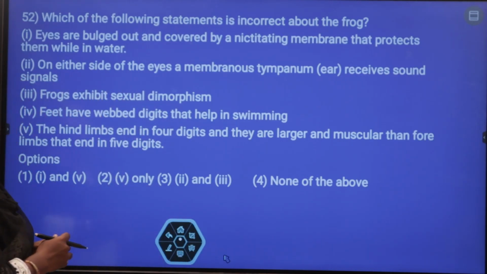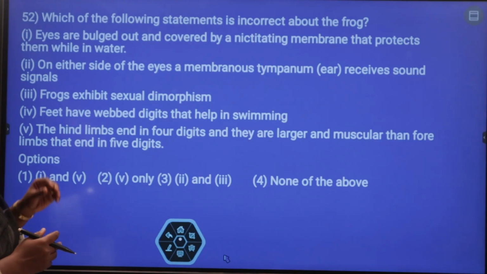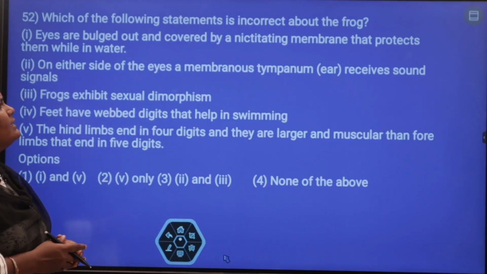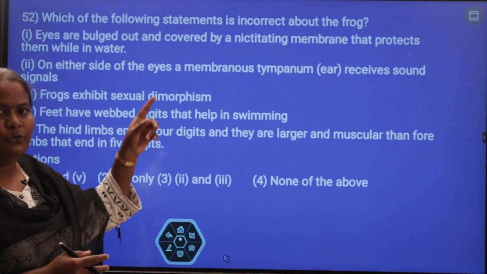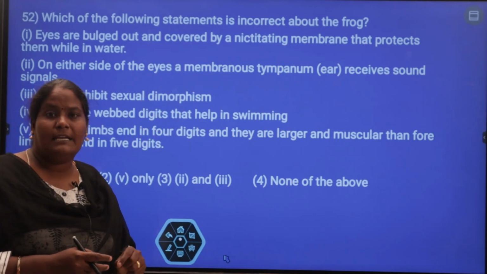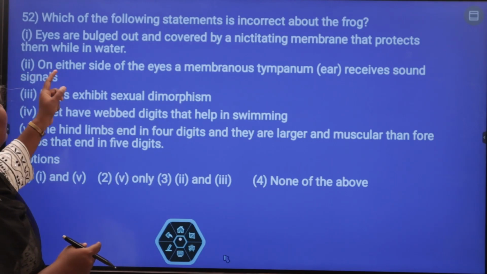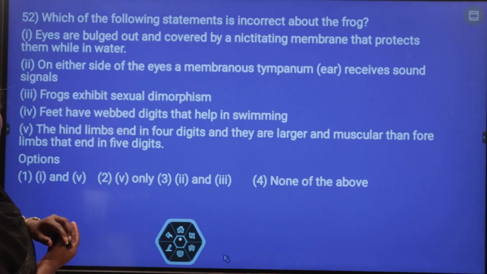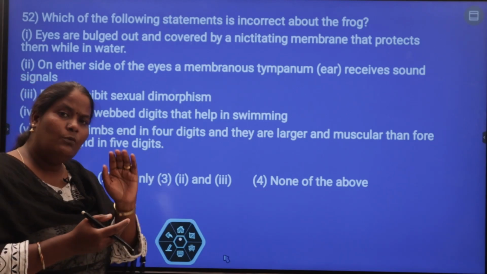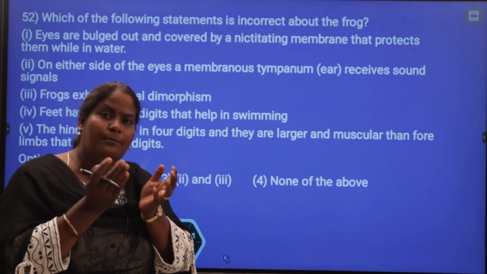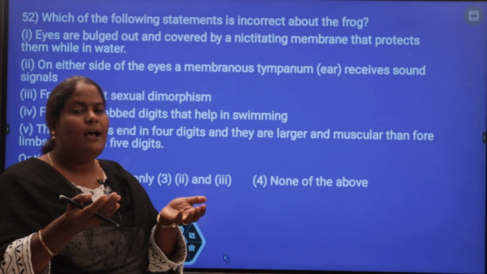Next question 52, it's a statement question regarding the frog, from the structural organization in animals chapter. Which of the following statements is incorrect? You have to think about this. They are asking about the incorrect statement about the frog. Number 1, eyes are bulged out and covered by a nictitating membrane that protects them while in water. So inside the water also the frog is able to see. The nictitating membrane is the protection layer of the frog's eyes.